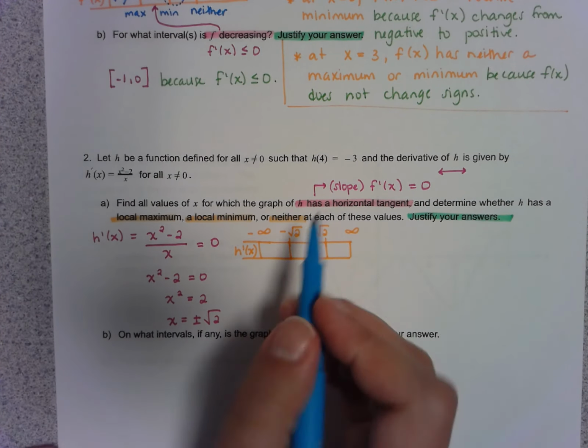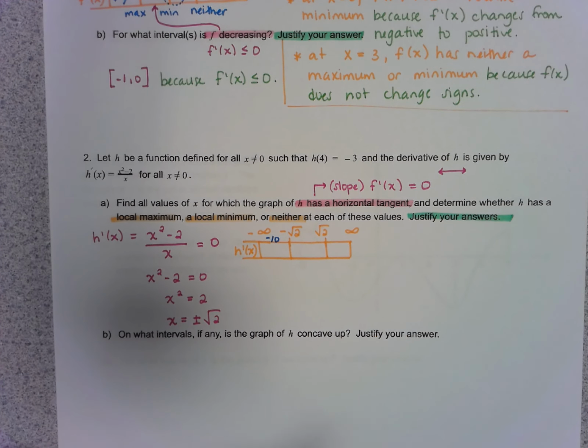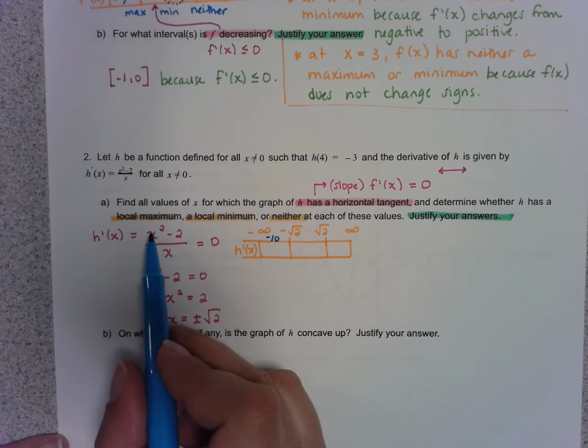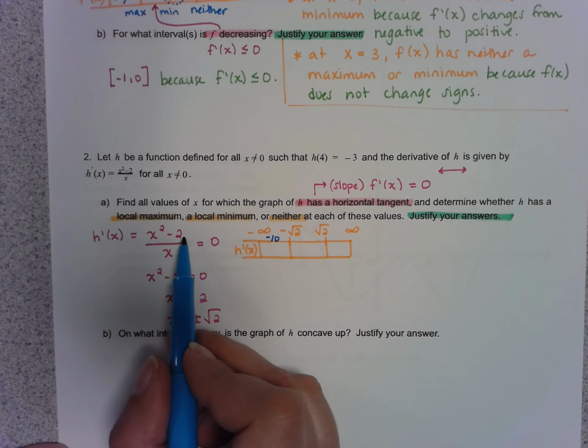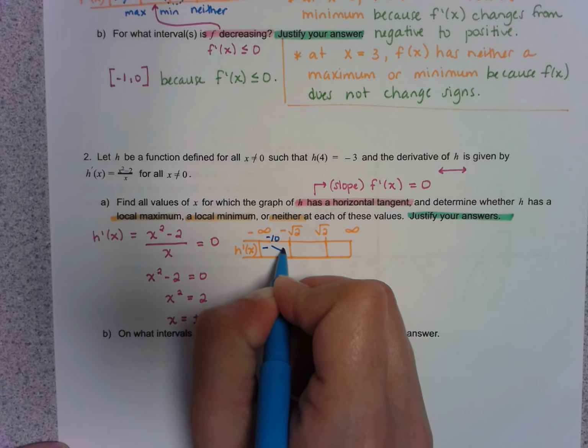So don't overthink this. A number to the left of negative root 2, just pick a number like negative 10. Don't try to get too close to negative root 2. I know a lot of people have trouble approximating negative root 2, so don't worry about it. If I take negative 10 and I plug it in, negative 10 squared is 100 minus 2, which makes it positive, divided by negative 10 makes it negative. So my graph would be going downhill.